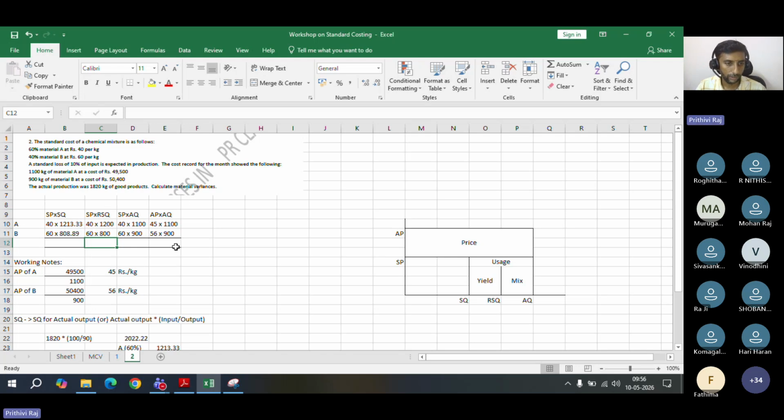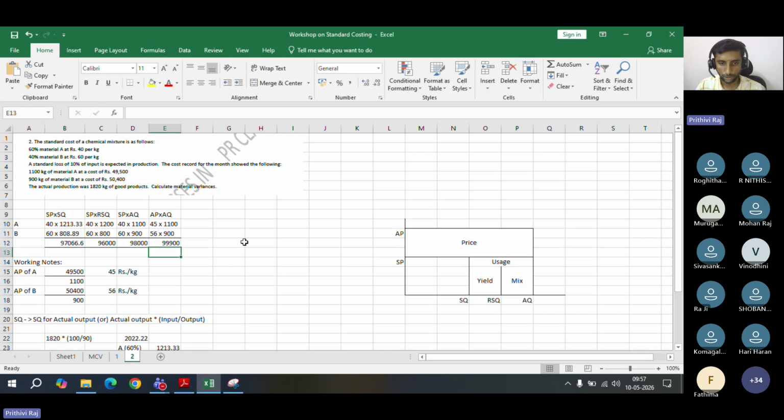We have completed everything. So what we did, we just put the table, then whatever data is available in the question, we just plotted it in the table, then we found out the AQ, then we found out SQ, then RSQ. So just complete this table, close this table. I just did the multiplication of these two individually and added it.